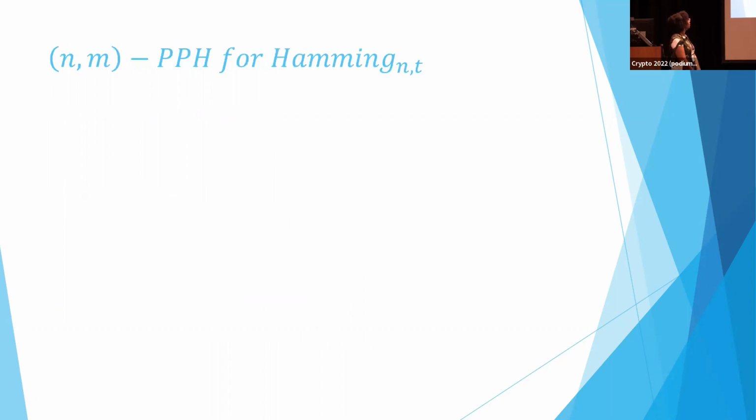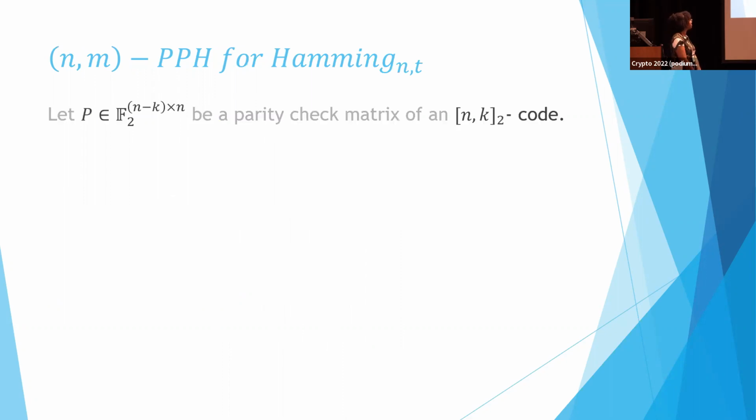Okay, our non-robust property preserving hash family for Hamming. Let P be the parity check matrix of an [n, k, 2] code. We sample our hash function H and our matrix A, such that H of X is defined by P times X and A times X.